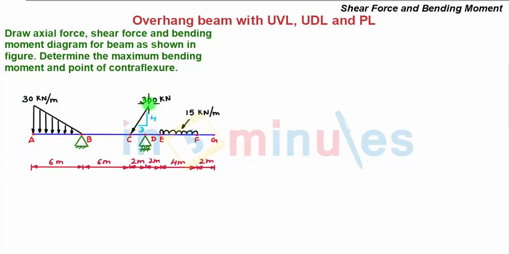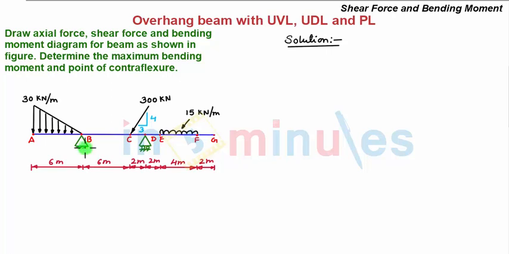We have an inclined load of 300 kN at point C. The inclination is given by this data. Also we have this uniformly distributed load of 15 kN per meter between E and F, and the respective spans for all the loads and the beam are given in the problem. So we've been asked to find the axial force, shear force and bending moment diagram, and also we need to determine the maximum bending moment and point of contraflexure. So let's solve the problem.